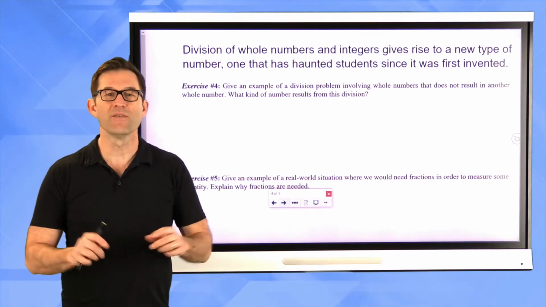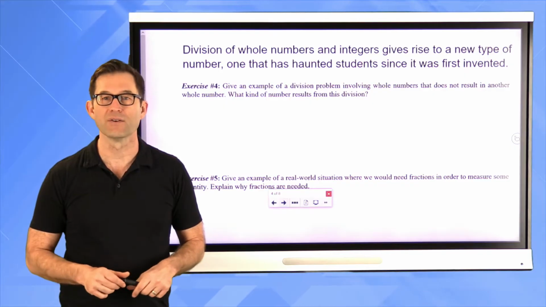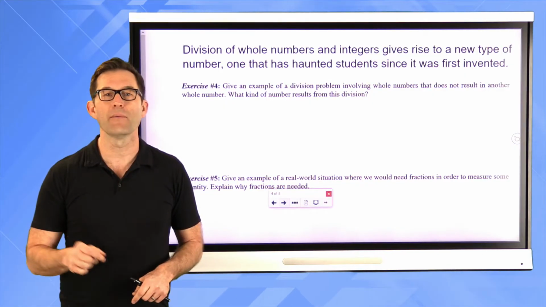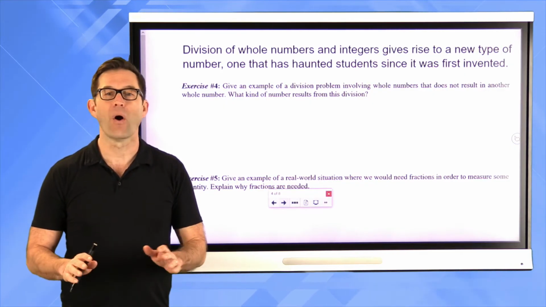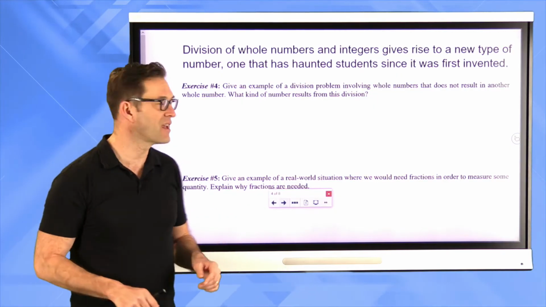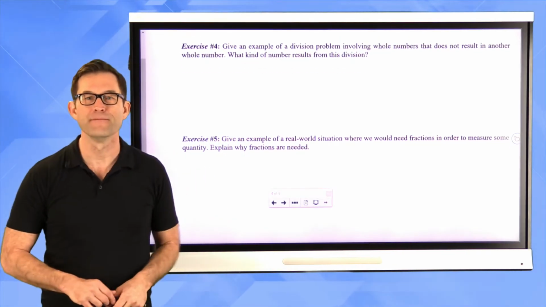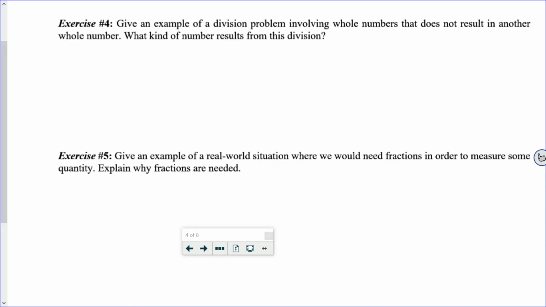Now, division of whole numbers, notice that one we've kind of left off. Division of whole numbers and integers gives rise to a new type of number altogether, one that has haunted students since it was first invented. So let's take a look at exercise number 4 to make sure we understand what I'm talking about here. Give an example of a division problem involving whole numbers that does not result in another whole number. What kind of number does result from this division?